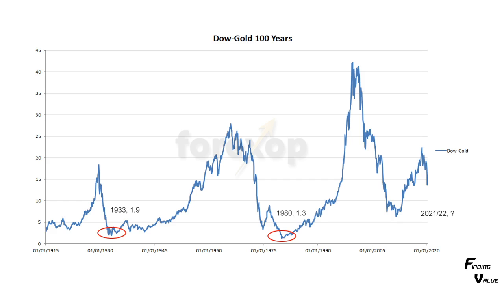This is the Dow to gold ratio. Again, this is cheap at the bottom, expensive at the top. Right now, we are heading down, which means that gold is outperforming the Dow. And that's what I look at in my ratio updates. We go over all this.